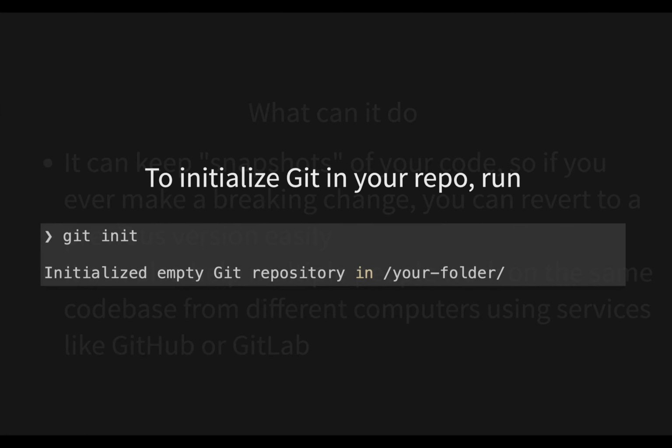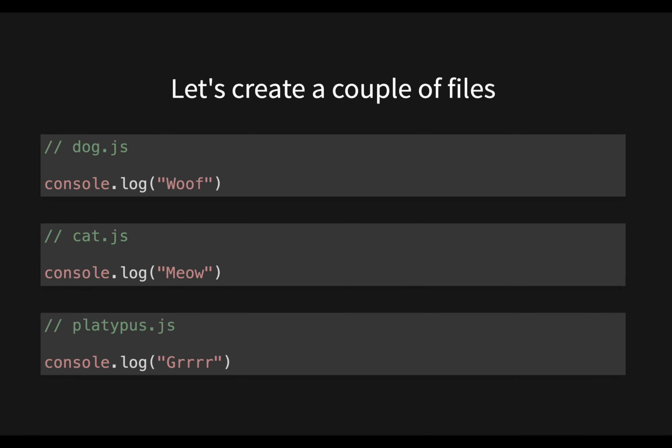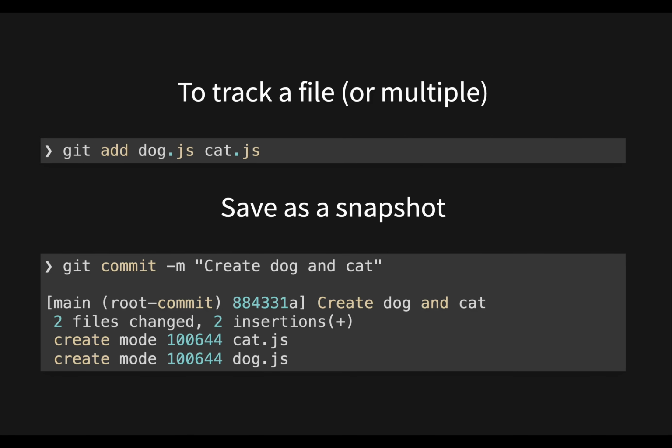Let's start by initializing Git. We can run git init on an empty repository on device, and this will basically tell Git to start looking at this folder for changes. We'll add the following animal files to our folder. Each is a basic JavaScript file that prints out an animal sound. To keep track of these files, we'll add them to Git using the git add command followed by the file names we want to track, which is dog and cat.js in this case.